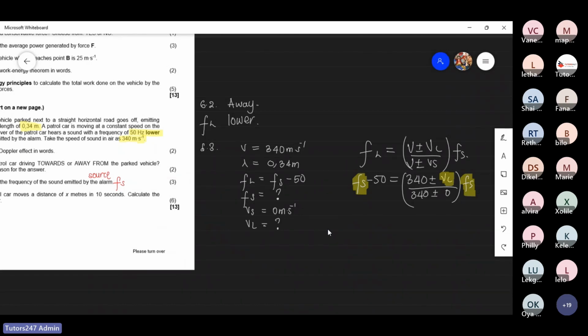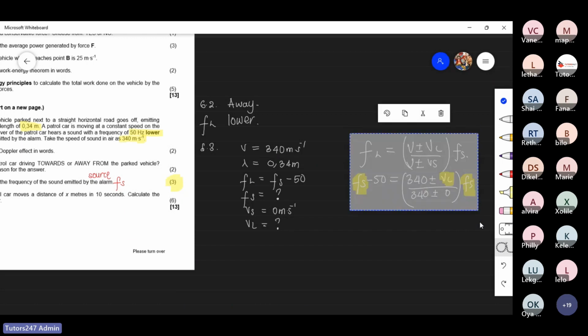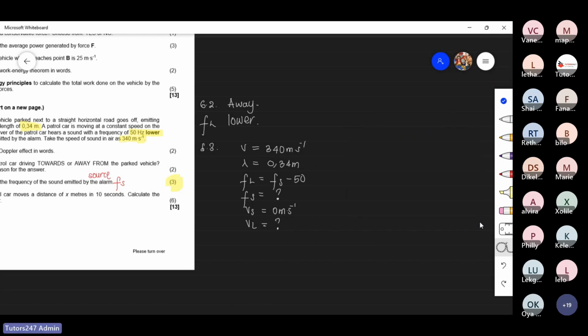Another indication that we are not going to use simultaneous equations is the mark allocation of this question. It's only 3 marks, which means we are not expected to do a lot of work, nor to use a long method or process. So this equation does not work, and we can get rid of that.